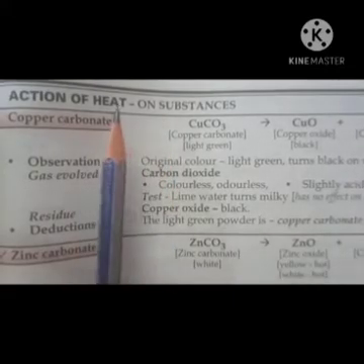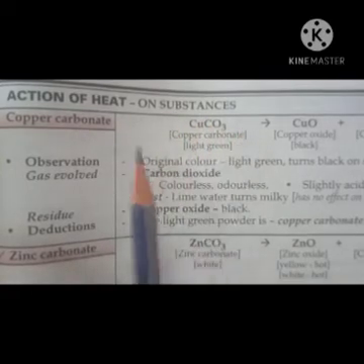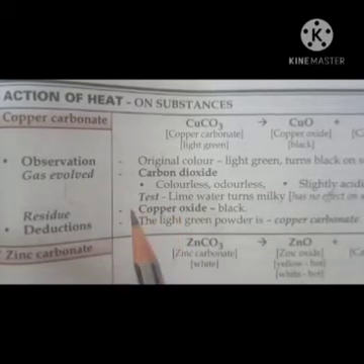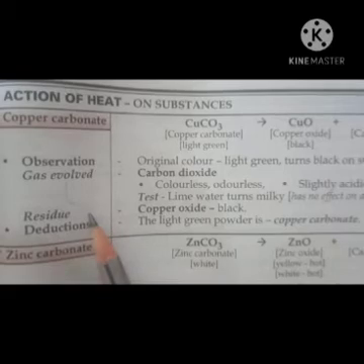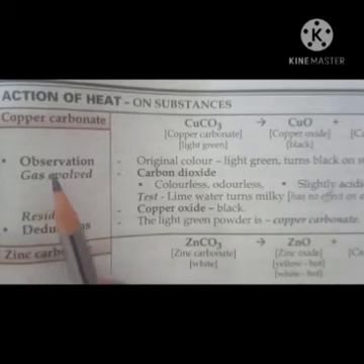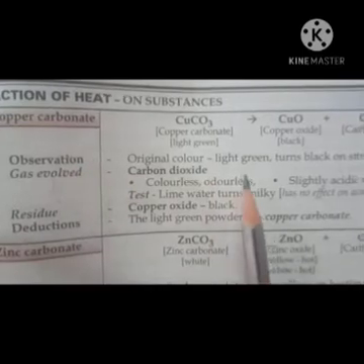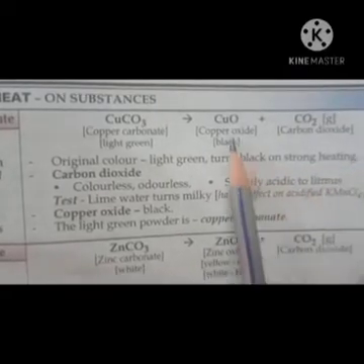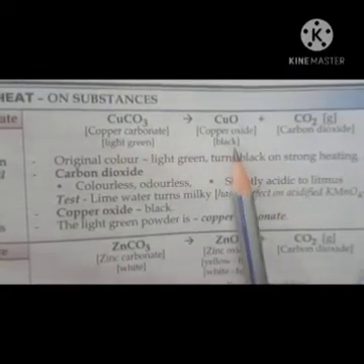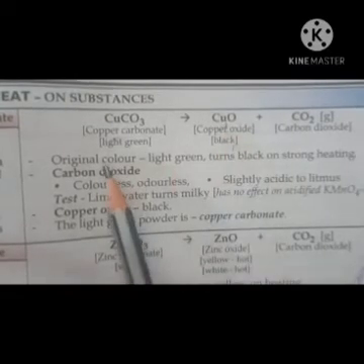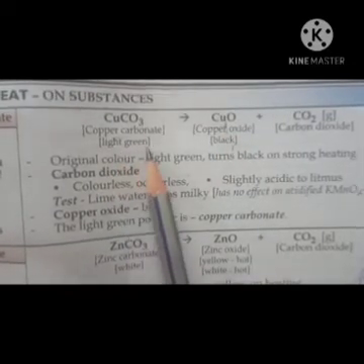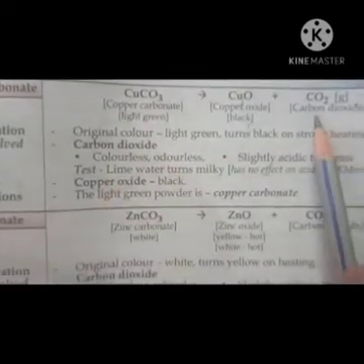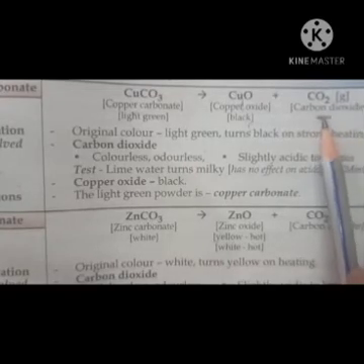Now next is the action of heat on substances. Actually, from this part the question comes: give your observation, what happens when the particular substance is heated. Okay, first is copper carbonate. Actually its original color is light green, but on strong heating it turns black. Copper carbonate, when heated, gives black copper oxide. So what is your observation? It turned from light green to black copper oxide, and also evolved which gas? Carbon dioxide gas. And the test for carbon dioxide gas, you know.